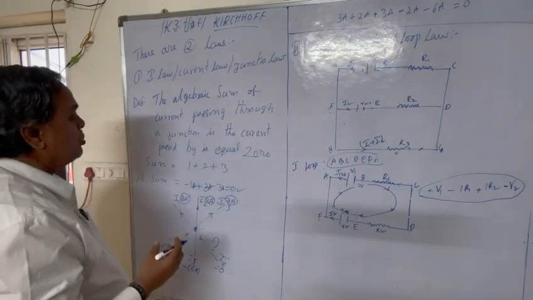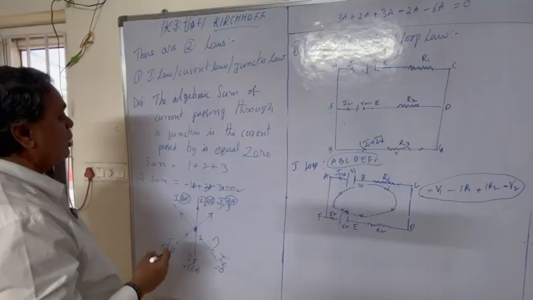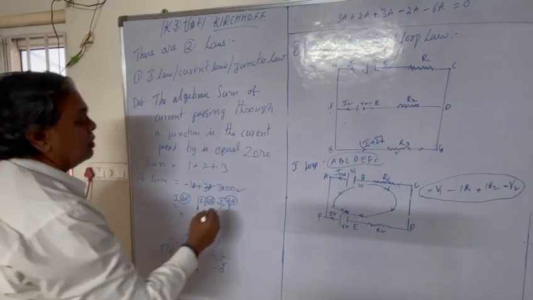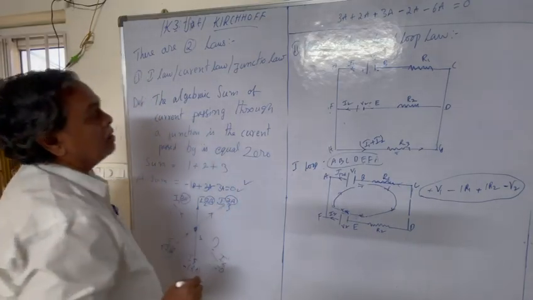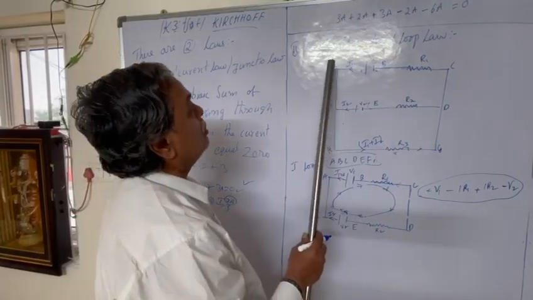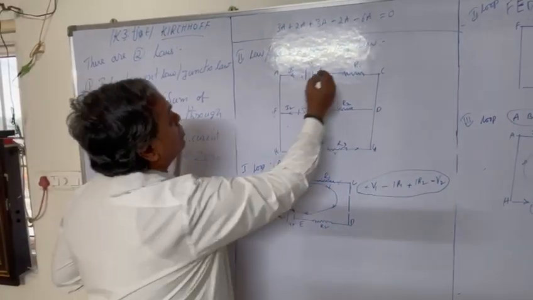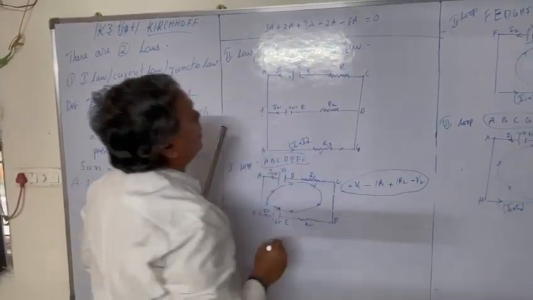The incoming currents and outgoing currents are equal here. This is the junction law. The second one is the loop law. The second law is the loop law by Kirchhoff.